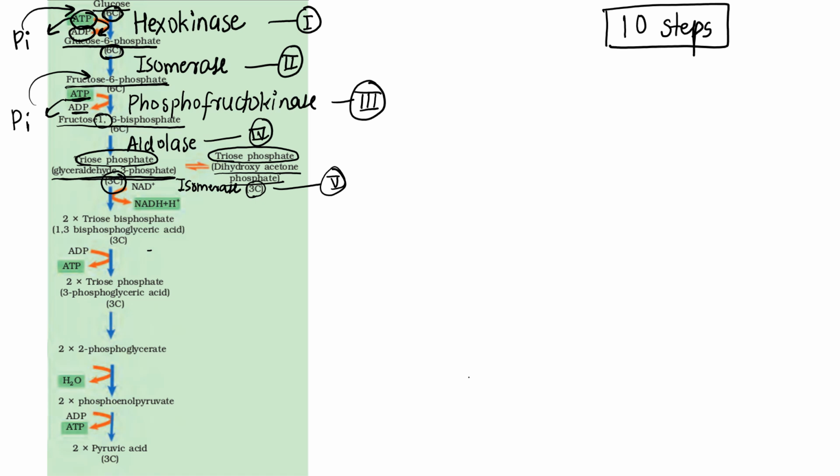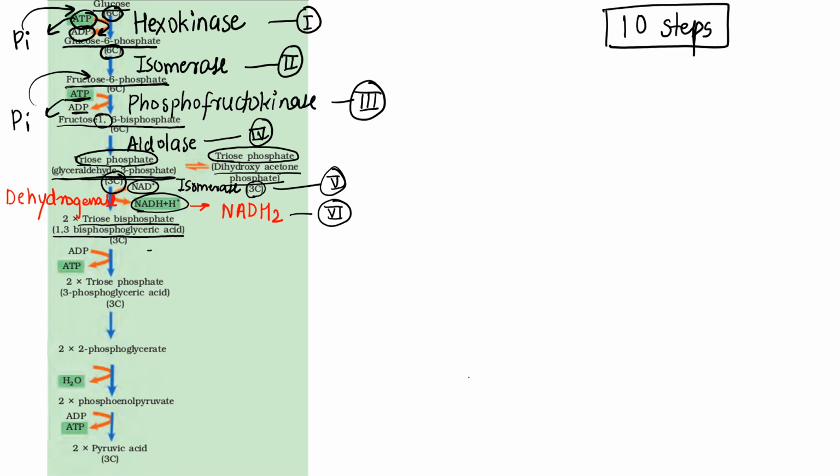In the sixth step, glyceraldehyde 3-phosphate gets converted to triose bisphosphate, also called 1,3 bisphosphoglyceric acid. Here NAD plus gets converted to NADH plus H plus. This is also written as NADH2. And the enzyme present here is dehydrogenase because this reaction is a dehydrogenation reaction. This is the sixth step.